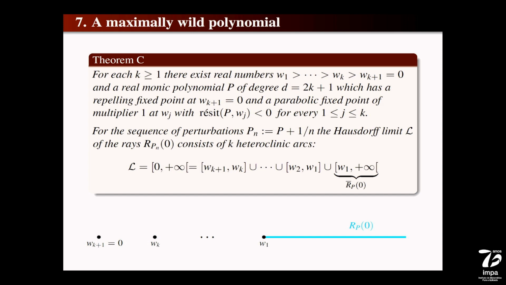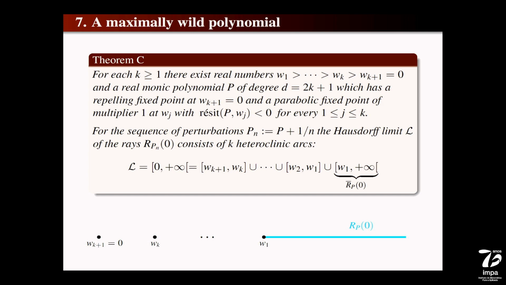So like in this picture, you can find k positive numbers, W1 through WK, and a real monic polynomial P of degree 2k plus 1, which has a repelling fixed point at 0, but all the other WIs are parabolic fixed points of multiplier 1, with the condition that the residue iterative at each of these parabolic points is negative. That is the condition that guarantees that when I perturb this polynomial, I get a pair of attracting fixed points.